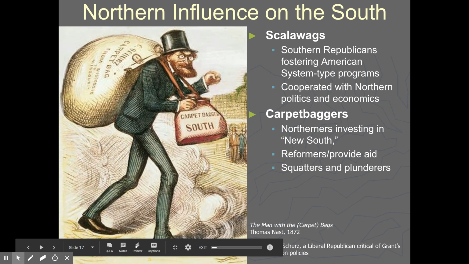These carpetbaggers are from the North, and they literally pack up all their belongings in a bag of carpet. Usually when you have the image of somebody running away from home, they have a bag attached to a stick. Well, that's because these carpetbaggers put all their possessions in a carpet bag, and they came to the South and wanted to provide aid and help slaves with dealing with Reconstruction. So they're going to help.